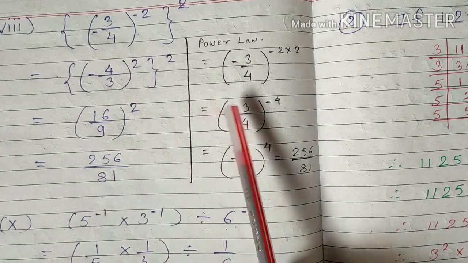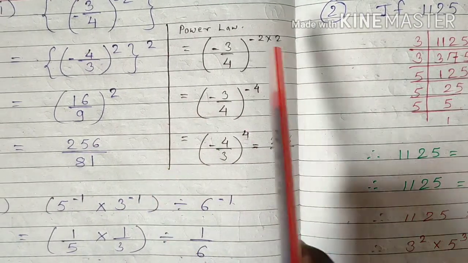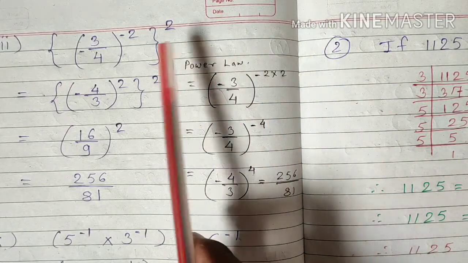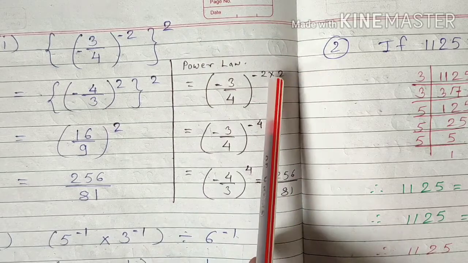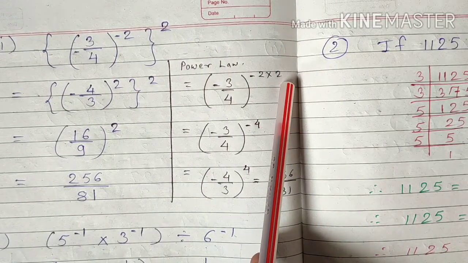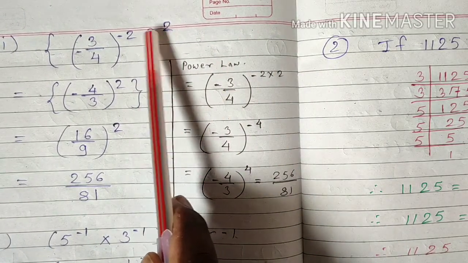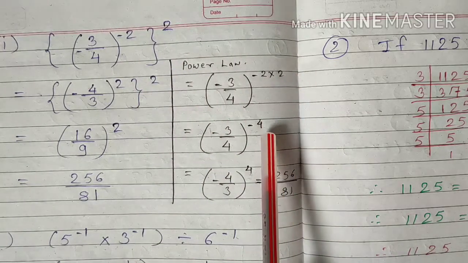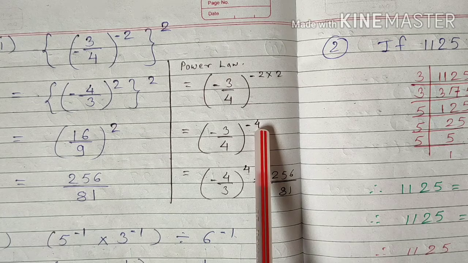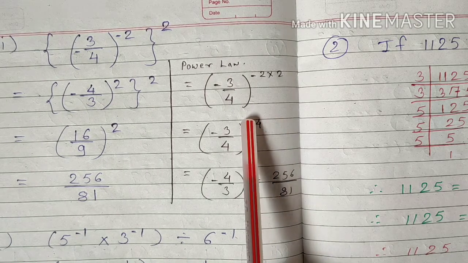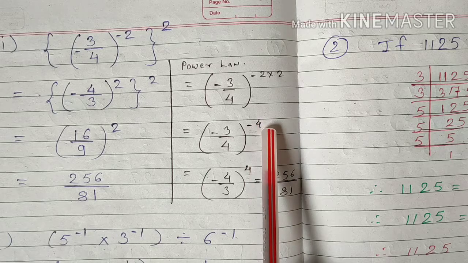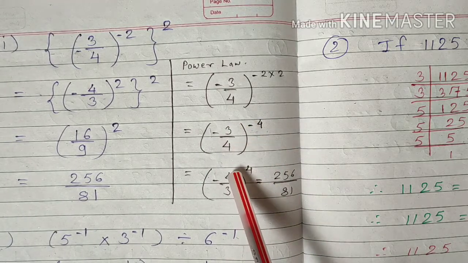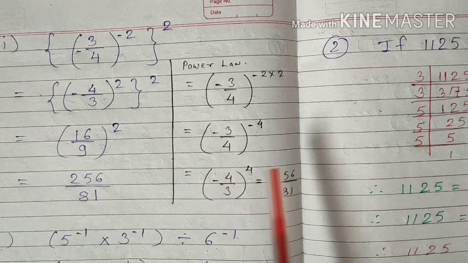We can solve it in this way, or by using the power law. By using the power law, what can we say? Minus 2 multiplied by 2. Got it? By using the power law, there will be the multiplication of these two powers. So minus 2 multiplied by 2 is minus 4. Got it? And to make this negative power a positive, we will make a reciprocal of this. So the reciprocal of 3 by 4 is 4 by 3 raised to 4.